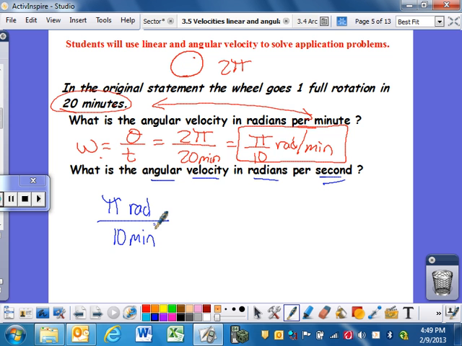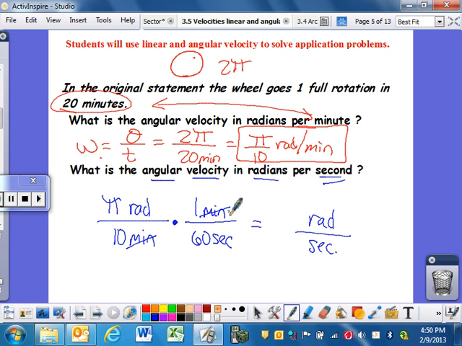If I want seconds on the bottom instead, now radians per just means divided by seconds on the bottom. I now need to go from minutes to seconds. We need a conversion factor. Do I have a relationship? Everybody should be like, sweet, yeah, 60 seconds in a minute. Where do I want the seconds? I need the seconds on the bottom. So I'm going to put the 60 seconds on the bottom. I'm going to put the 1 minute on the top. Now why is this important? Because my minute label cancels out.